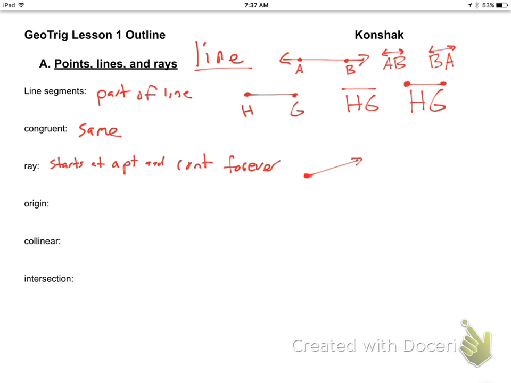Could I name that ray? Give me two letters. C, F. Now granted, you know what I did? I had to add a point for F. What does it mean? I'm starting at point C going towards F. Am I stopping at F? No, I'm continuing on. So this is ray CF.